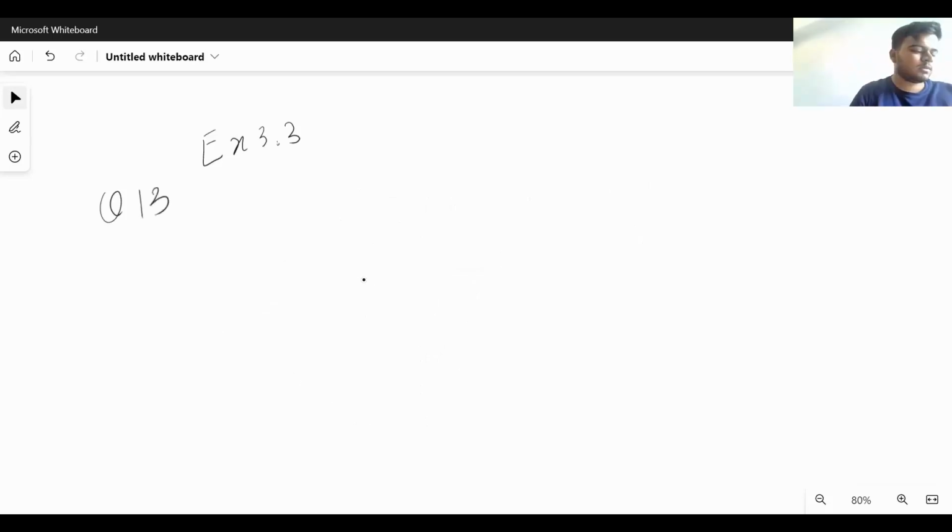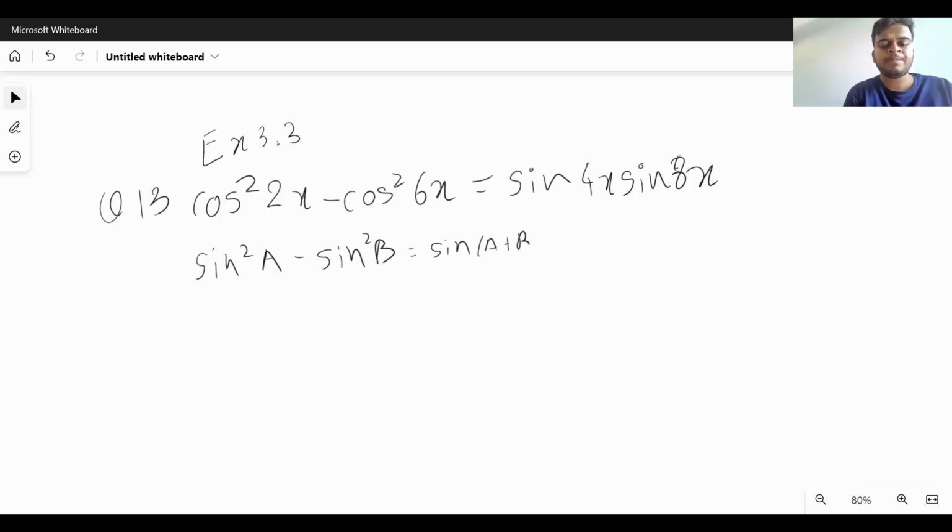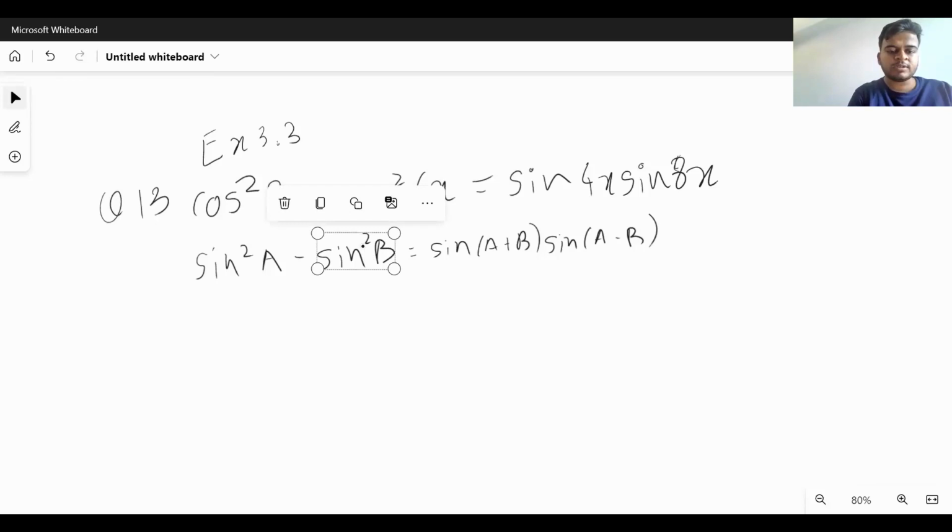Question number 13 states that we need to prove cos square 2x minus cos square 6x equals sine 8x sine 4x. Correct. This is something that we have to prove. Now, try and understand this. We have an identity along the lines of sine square A minus sine square B equals sine (A plus B) sine (A minus B), right? This is the identity that we have. But we don't have a matching identity for cos. So isn't it convenient for me to reduce the cos and express the LHS along some different lines.